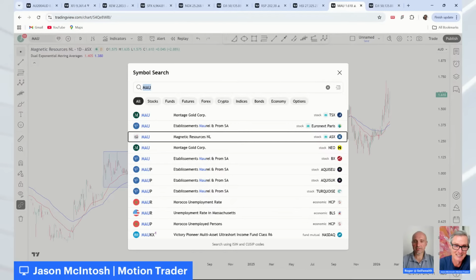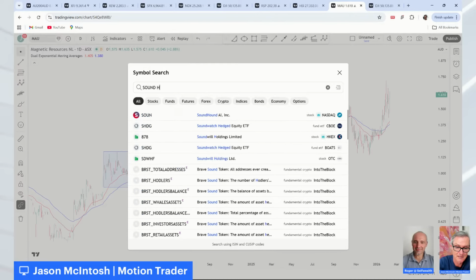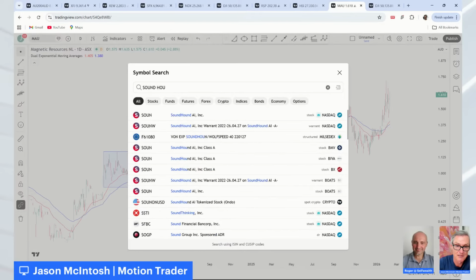Soundhound from Chief. It's on the US market. Soundhound. There you go. I'm curious to know what they do. Oh, there we go.